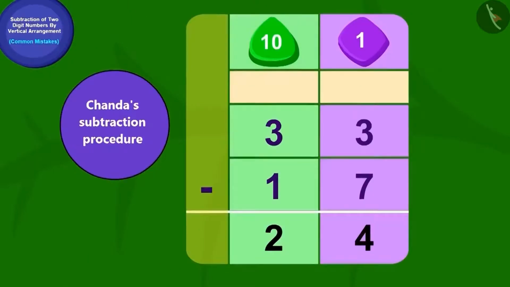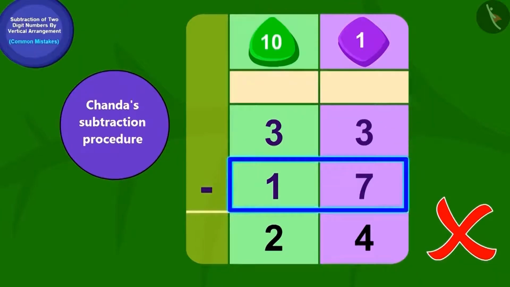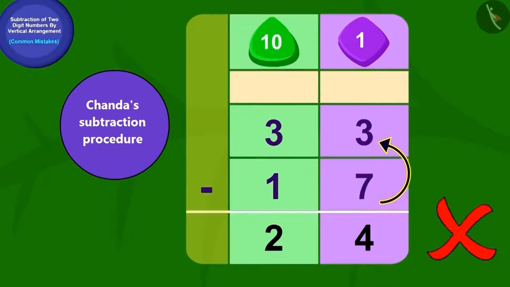Let us first see Chanda's answer. Can you tell us if this answer is right or wrong? Absolutely correct. Chanda's answer is wrong. While subtracting, Chanda subtracted 3 ones of 33 from 7 ones of 17. Is this the correct procedure? While subtracting, we should subtract the digit of the smaller number from the digit of the larger number. Did Chanda do this while subtracting? Chanda subtracted the bigger number from the smaller number. That's why Chanda's answer is wrong.